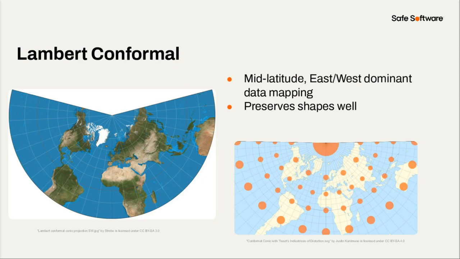Next, we've got the Lambert conformal. This is more accurate for mid-latitudes and has an east-west dominant projection and preserves shape very well. As you can see with all these worldwide coordinate systems, none of them really work at projecting information across the whole globe in a 2D fashion. Each has its own advantages and disadvantages based on what you need to use them for. So that's just something to keep in mind when you're deciding on which coordinate systems you want to use.